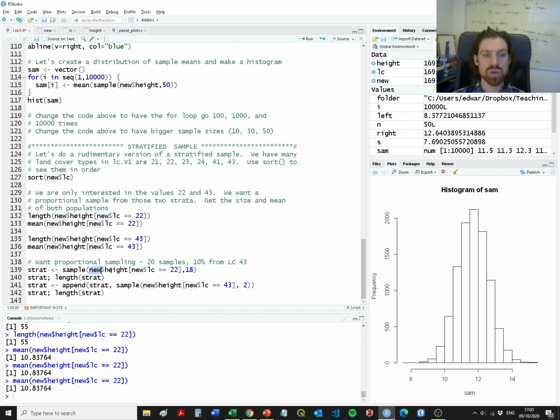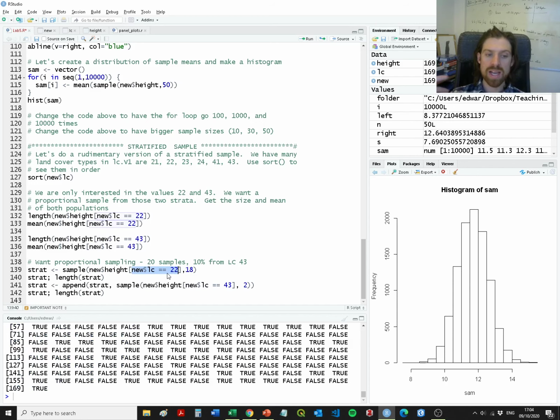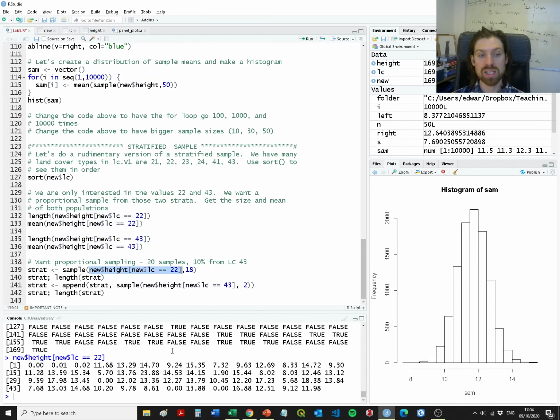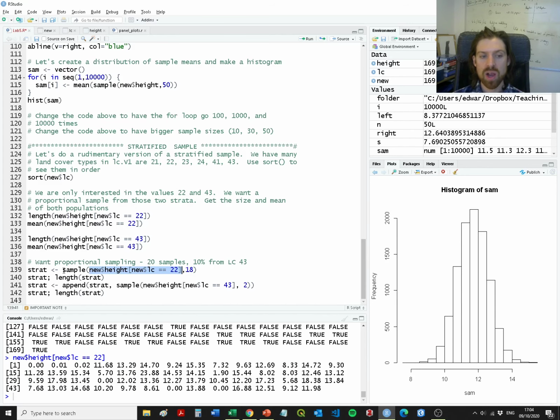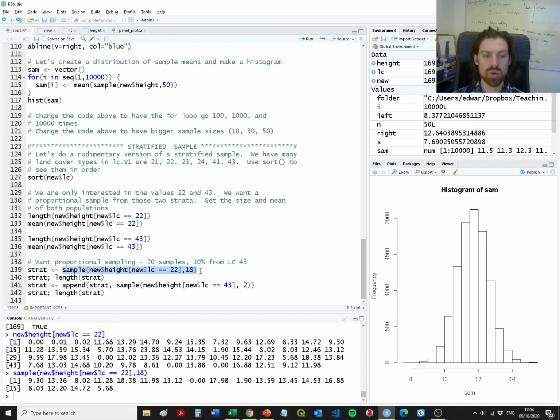Well, we know how to segment the values that we're interested in because we've already been doing it here. So this just produces the binary yes, no, true, false answer for each one of those values as to whether it equals land type 22. And then, if it's true, we get those values which are listed here, for which I think there's 55. I think that was the number that we got previously. Yeah, 55. And then I want you to sample 18 of those.